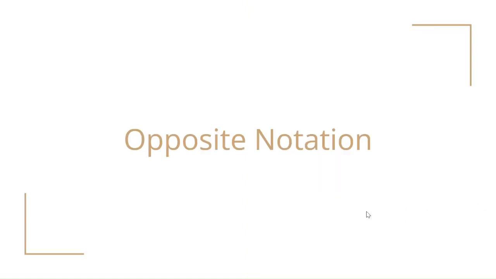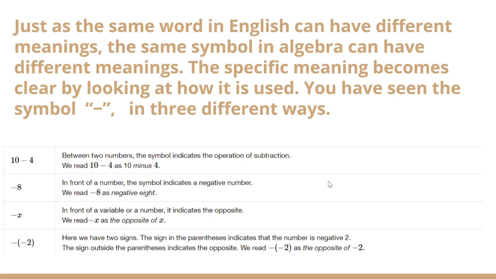Next, opposite notation. Just as the same word in English can have different meanings, the same symbol in algebra can have different meanings too. So the specific meaning becomes clear by looking at how it's used. You have seen the symbol minus or negative in 3 different ways. For example, 10 minus 4. Between two numbers, the symbol indicates the operation of subtraction, which is 10 minus 4. And for the symbol in front of the number, it's just negative, so -8. And also we can read it as the opposite of the opposite of x.